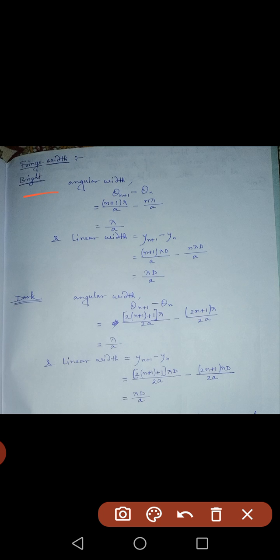But here the same thing we will do. For bright we will take two consecutive dark and we will subtract their position, but here position comes in terms of angle as well as linear. So that is why the fringe width will also be angular width and linear width. Angular width means in terms of theta. So since here we are finding for bright, we have to subtract the position of two consecutive dark.